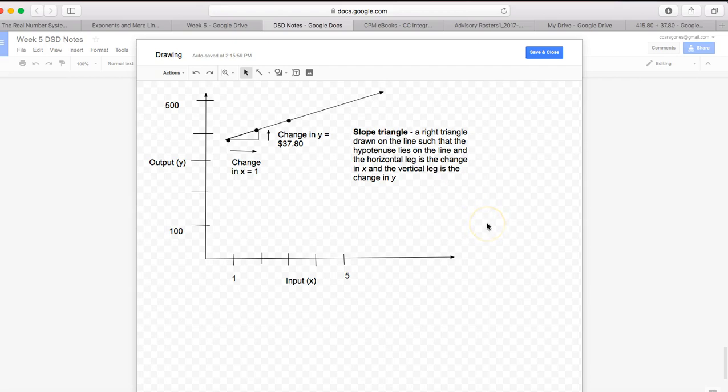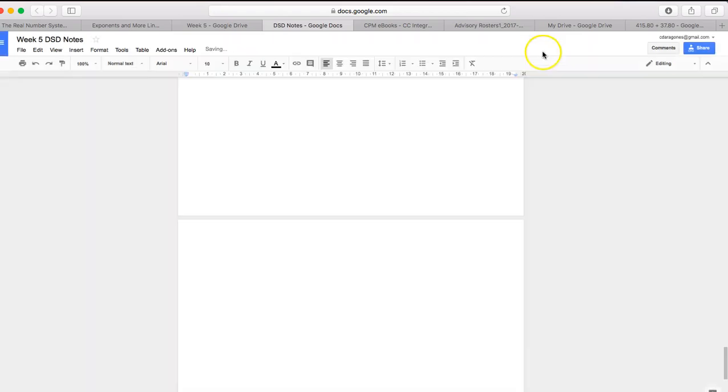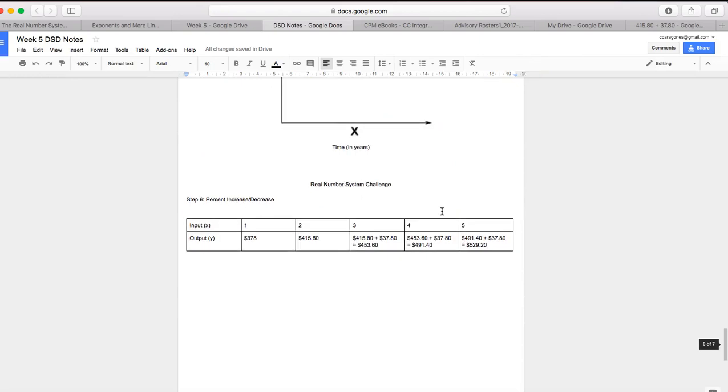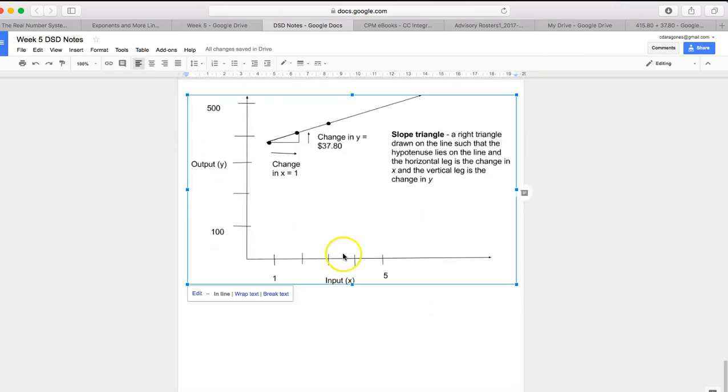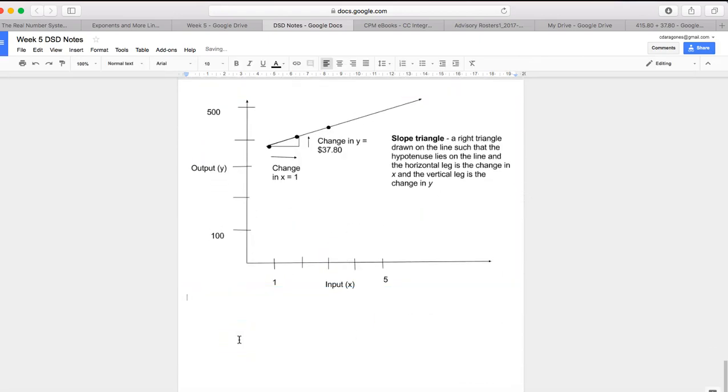Okay, so now that we have a slope triangle, it will help us find the slope of this line. So the slope, okay, I'm going to go ahead and put this in my notebook. The slope is a measure of the steepness of your line. So how steep is your line rising or falling? Okay, how steeply is it rising or falling?